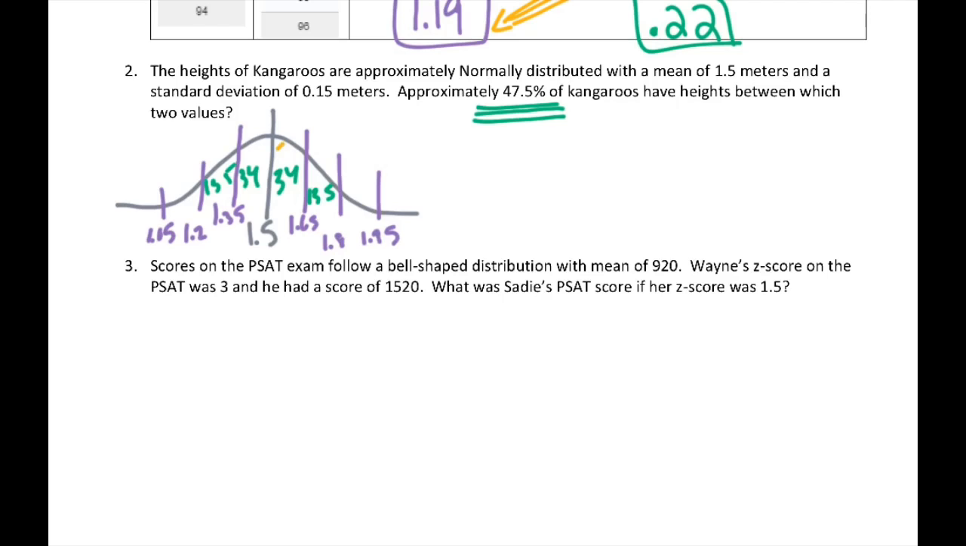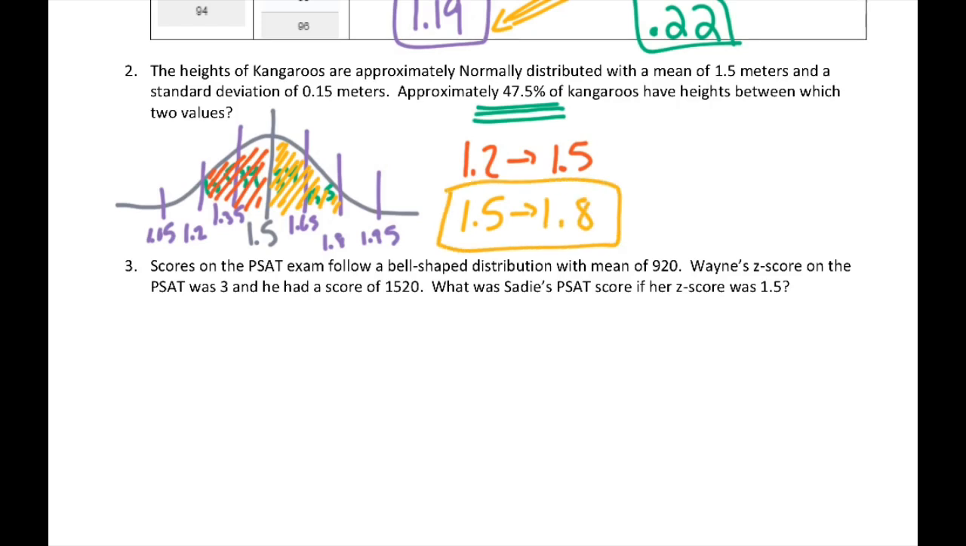So either I could say all the kangaroos are here, or I could say all the kangaroos are here. So we have two answers here. The kangaroos can be between 1.2 to 1.5, or they could be between 1.5 to 1.8. So there's two correct answers here. You wouldn't have to give both. You could just say this one or this one.